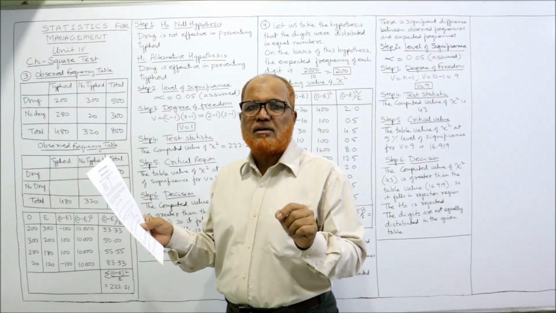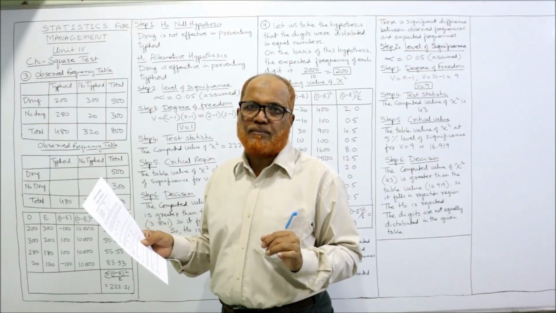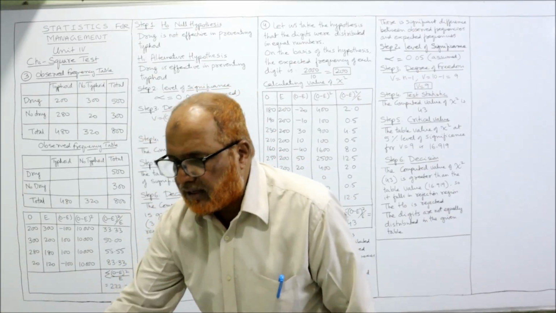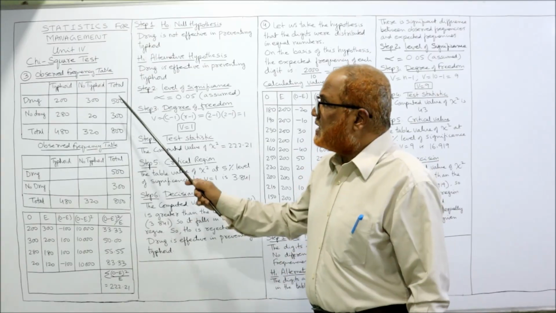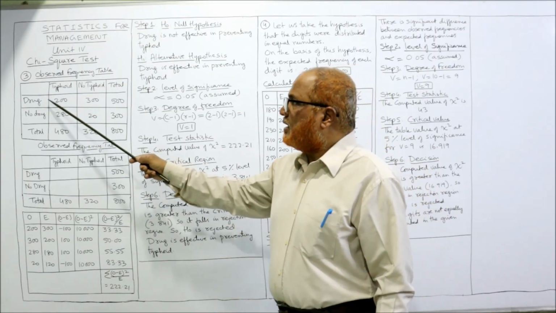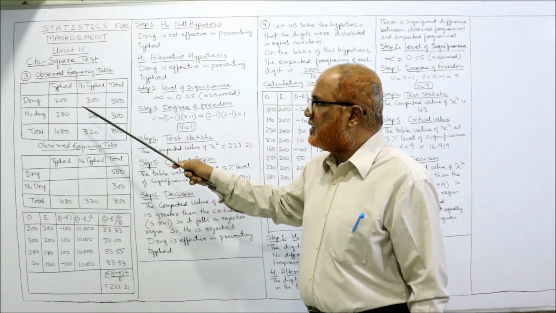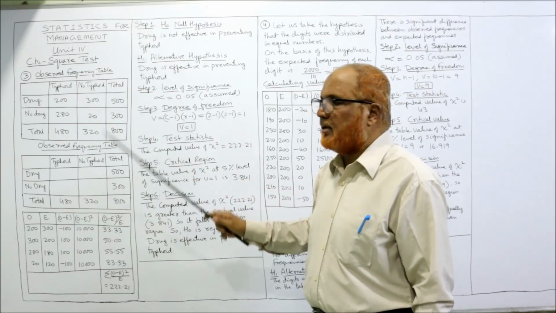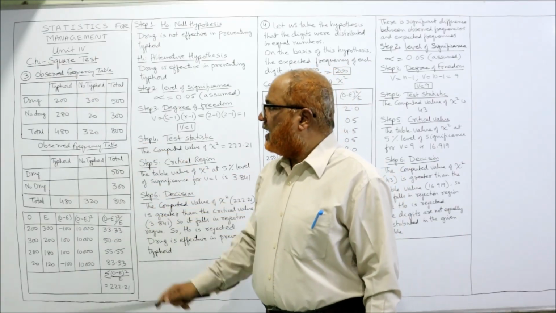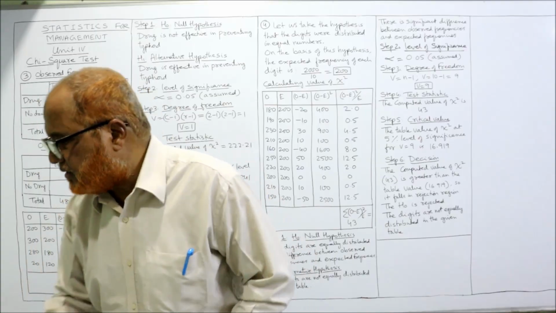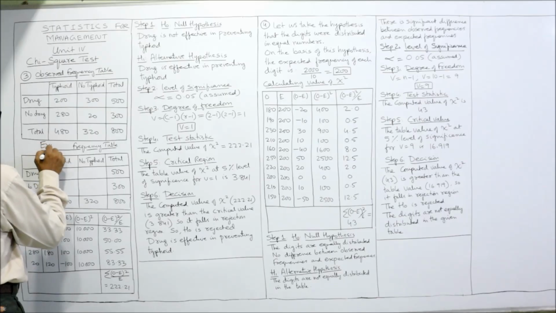Ultimately, our testing is to find out whether the drug is effective in preventing typhoid or not. We will start our answer like this. First of all, the observed frequencies, whatever is given in the problem. I have drawn the same table here: drug 200, 300, 500; no drug 280, 20, 300; totals 200 plus 280 is 480, and 300 plus 20 is 320. The total is 800. This is called the observed frequency table. Now we make the expected frequency table. There is a mistake here: instead of observed, it is the expected frequency table.